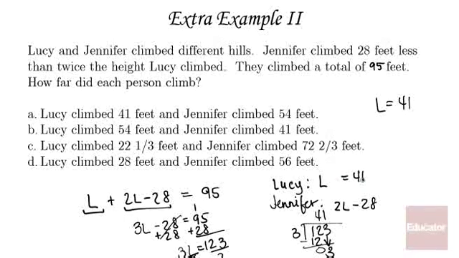But we haven't figured out Jennifer. Jennifer is 2L, 41 times 2, which is 82, minus the 28. 12 minus 8 is 4. We borrowed. 7 minus 2 is 5. So Jennifer is at 54 feet. Now let's look to our answers and see which one worked. Lucy at 41, yes, and Jennifer at 54. Perfect. It's our answer A.